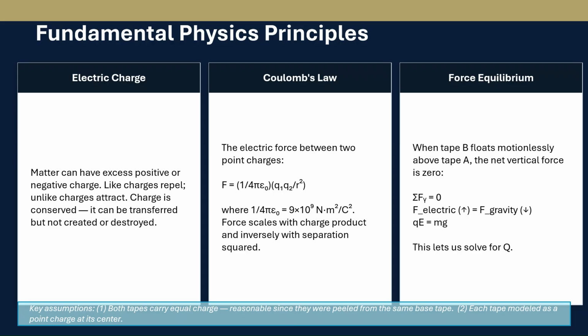Second is Coulomb's law, which gives the electric force between 2 point charges. F equals 1 over 4 pi epsilon naught times Q1 times Q2 divided by R squared. The constant 1 over 4 pi epsilon naught equals 9 times 10 to the 9th in SI units. And then third is force equilibrium.